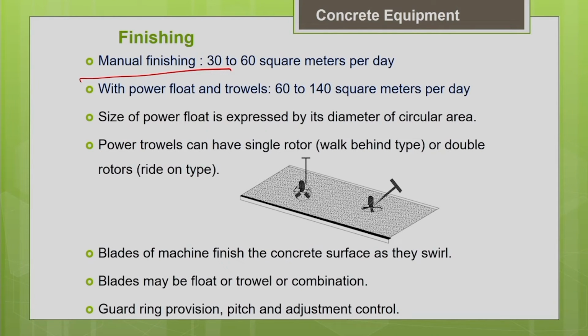you can see that manual finishing productivity is 60 square meters per day, okay. It ranges from 30 to 60 square meters per day, but with a power float and trowels you can go even up to 140 square meters per day. So, you can see that you can have a very high productivity using the power trowels and power floats, and also you can have a very consistent good surface texture when compared to manual finishing.